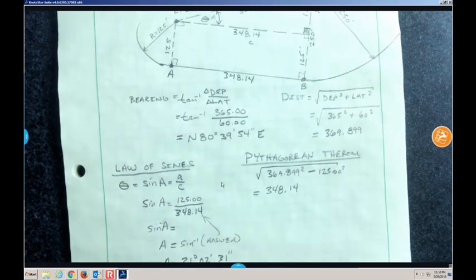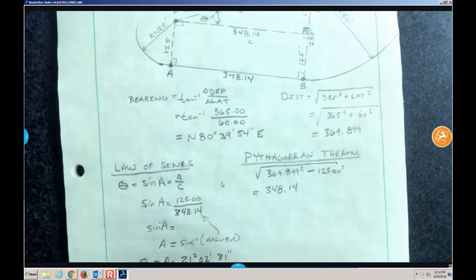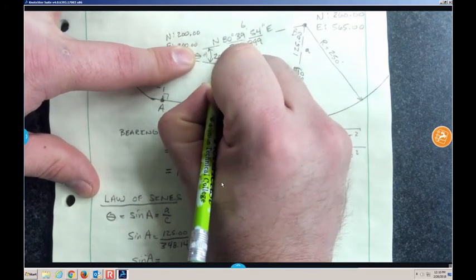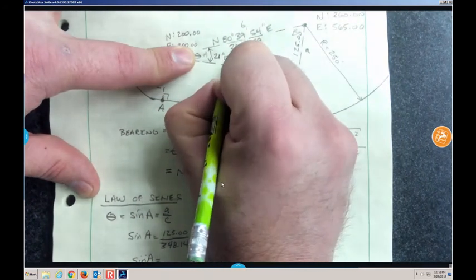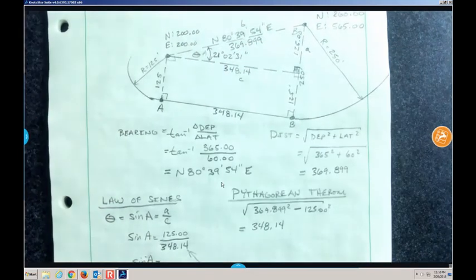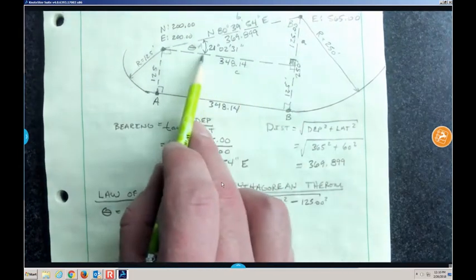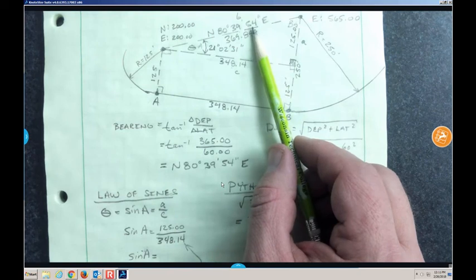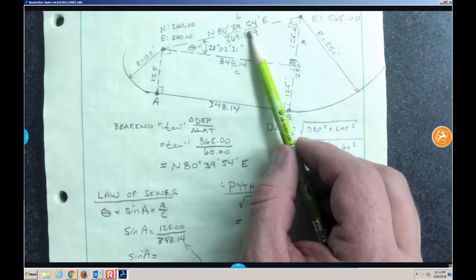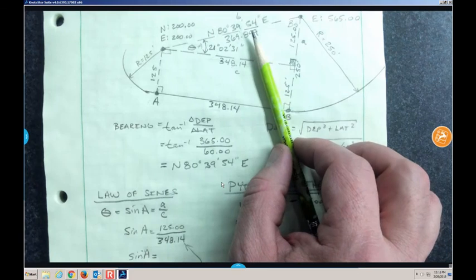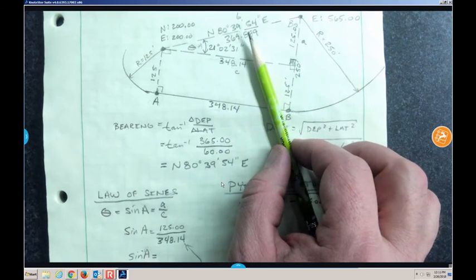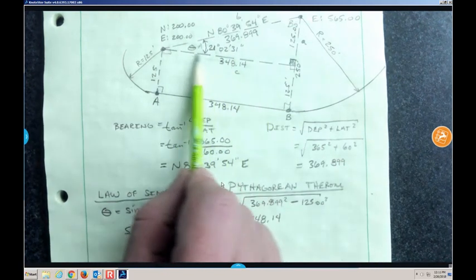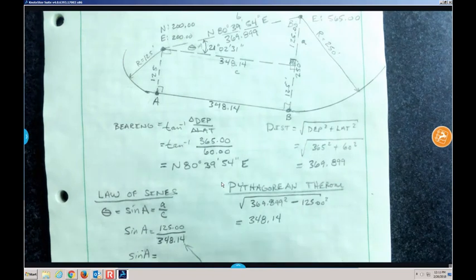So that A is also theta. We just figured that angle, which is 21 degrees, 02 minutes, 31 seconds. All we need now is this bearing. Because it's a northeast bearing, north 80, 39, 54, what's the azimuth there? Exactly, 80, 39, 54 is the azimuth. So we can just add these two, and it's going to give me the azimuth of this line.